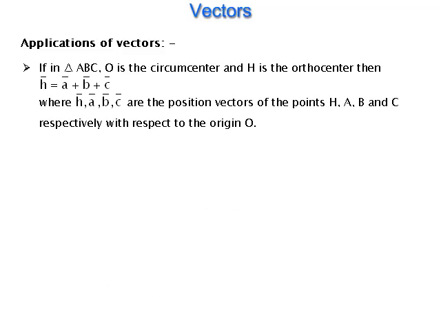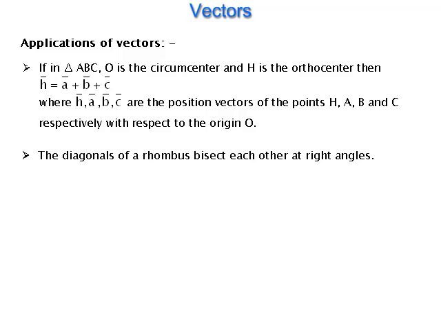Number 7. In triangle ABC, O is the circumcenter and H is the orthocenter. Then H bar equals A bar plus B bar plus C bar, where H bar, A bar, B bar and C bar are the position vectors of the points H, A, B and C respectively with respect to the origin O. Number 8. The diagonals of a rhombus bisect each other at right angles.